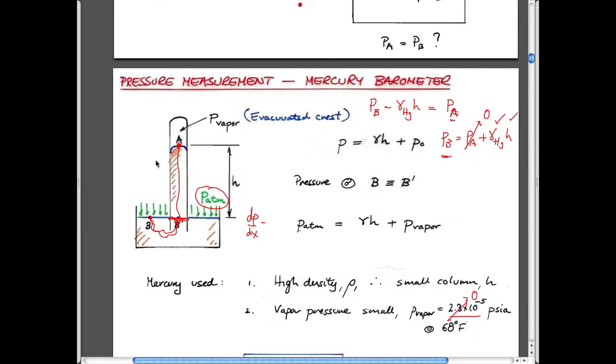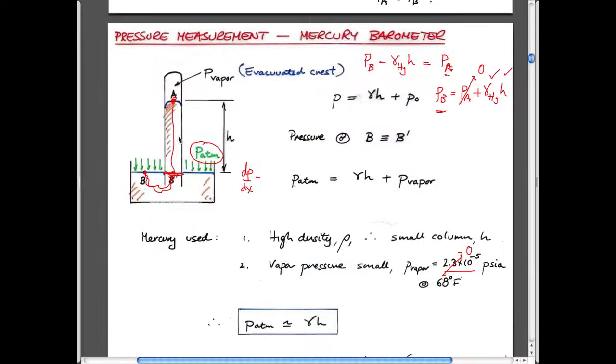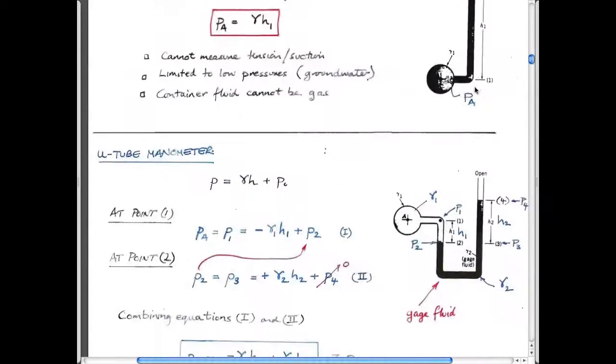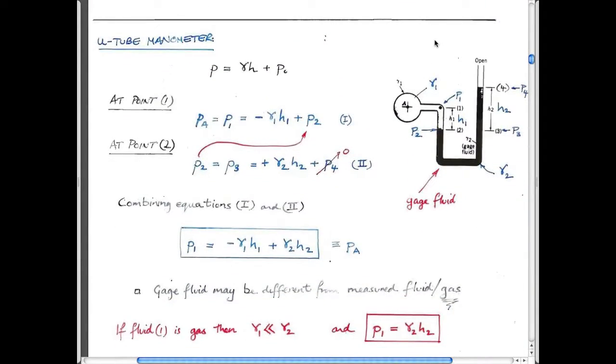And it just happens that the vapor pressure here is very low, and we can almost neglect it. If you wanted to, you could include this as not zero here and calculate that. Okay? So that's manometry. There's some examples here.